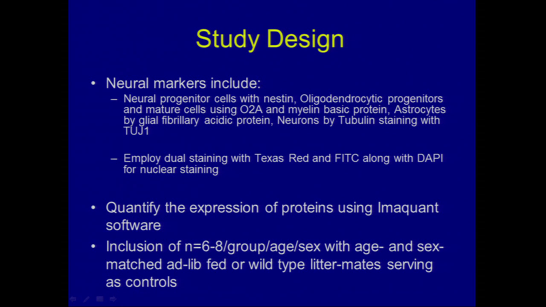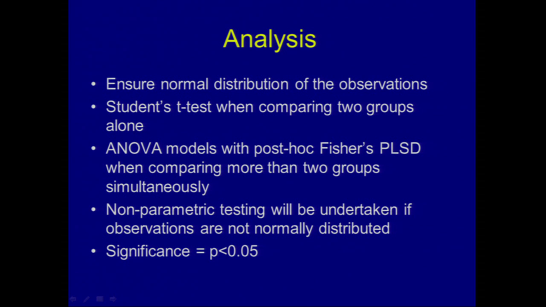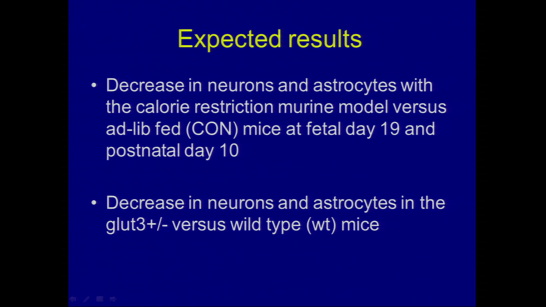Our plan is to quantify the expression of the proteins using ImageQuant software, and we plan to include about 6 to 8 samples per group, per age, per sex, with age- and sex-matched ad-lib-fed mice or wild-type littermates serving as controls. We will perform a standard analysis using a p-value of 0.05 for significance. And we expect that there will be a decrease in neurons and astrocytes with the calorie restriction murine model versus the ad-lib-fed mice at fetal day 19 and postnatal day 10. We expect to find similar findings in the neurons in the GLUT3 heterozygous mice compared to the wild-type littermates.